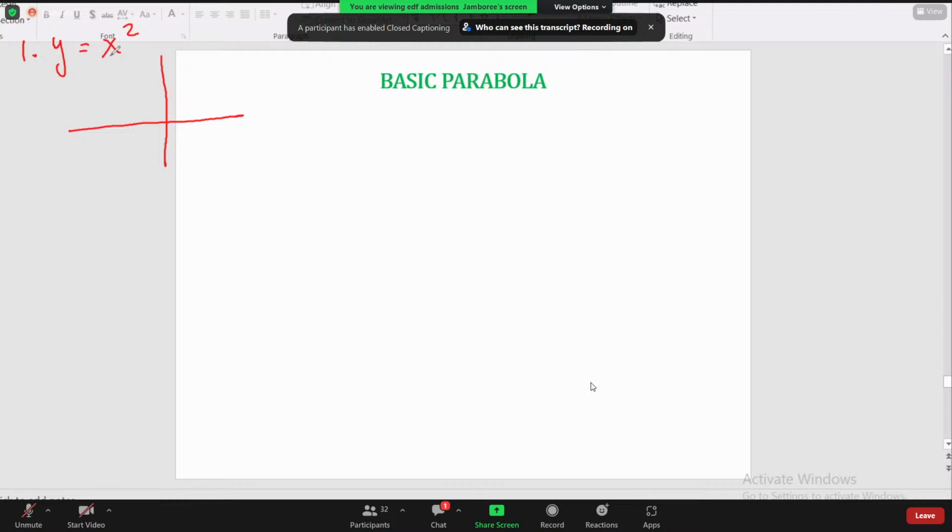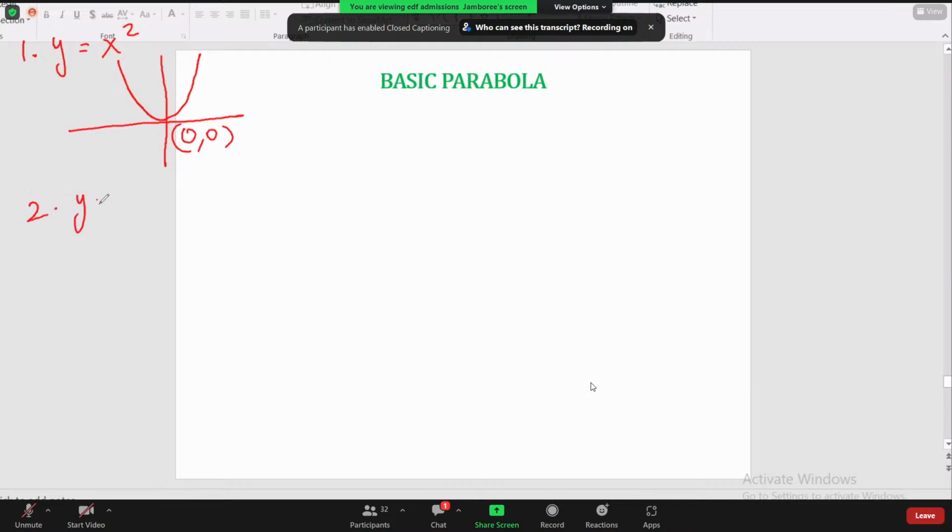Otherwise, if you put in any positive number or negative number, after squaring it up, it will give you a positive answer. That means no matter whether you take x as a positive number or negative number, y will always turn out to be a positive value. So that means this parabola will be a U-shaped curve having its minimum point at 0, 0, which will also be called the vertex of the parabola. The vertex of the parabola is going to be the turning point of the parabola. It will be the least point in this graph.